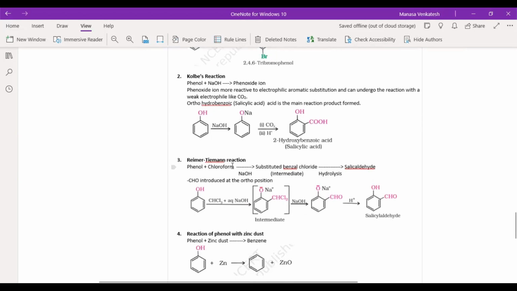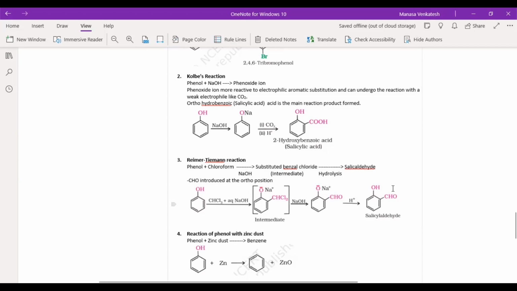Phenol is reacting with chloroform in the presence of sodium hydroxide to give us the substituted benzyl chloride. This is undergoing further reaction in the presence of sodium hydroxide. So this CHCl2 is getting changed to CHO. After which, this ONa is obviously going to get converted back to OH in the presence of an acid. So here, remember, we have the CHO group getting introduced at the ortho position, and that's called salicylaldehyde.